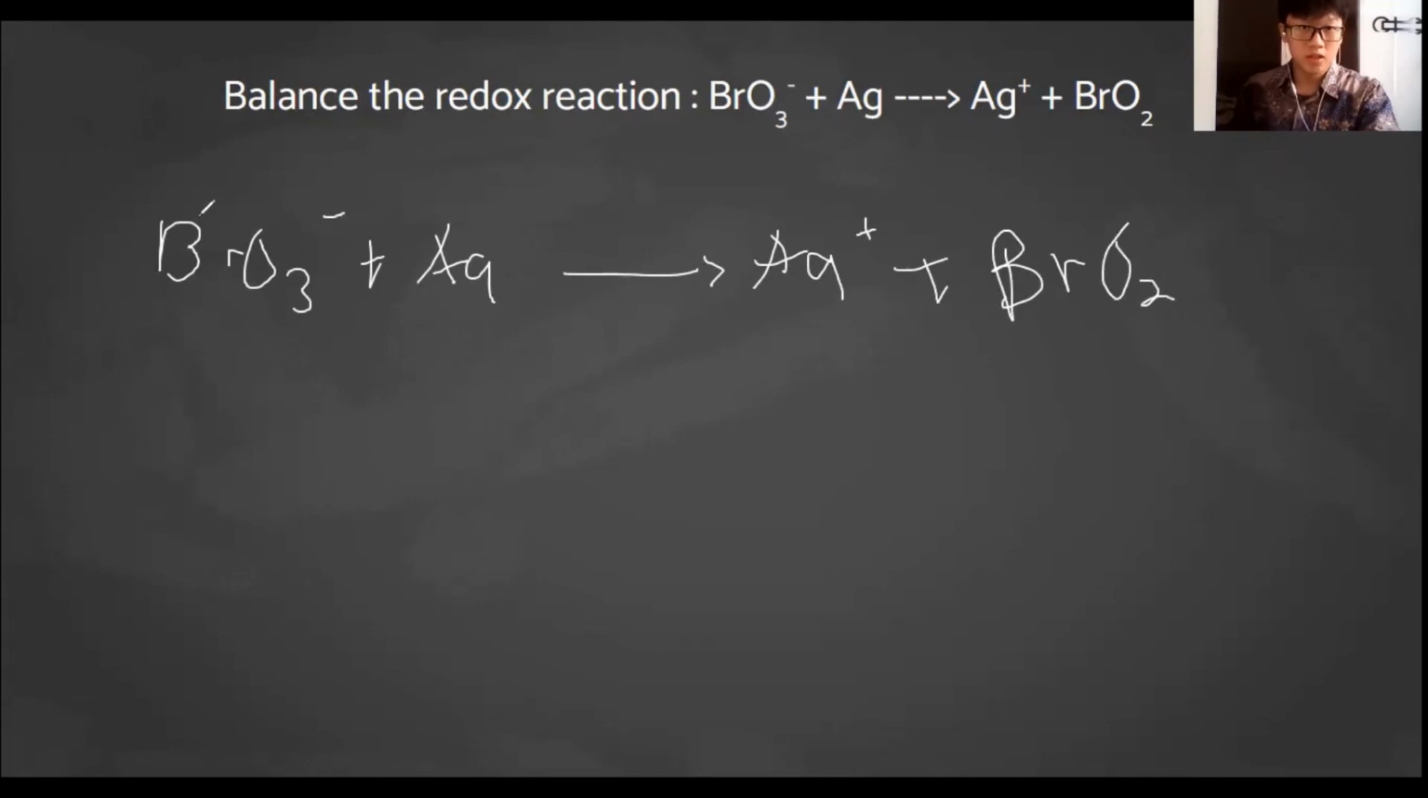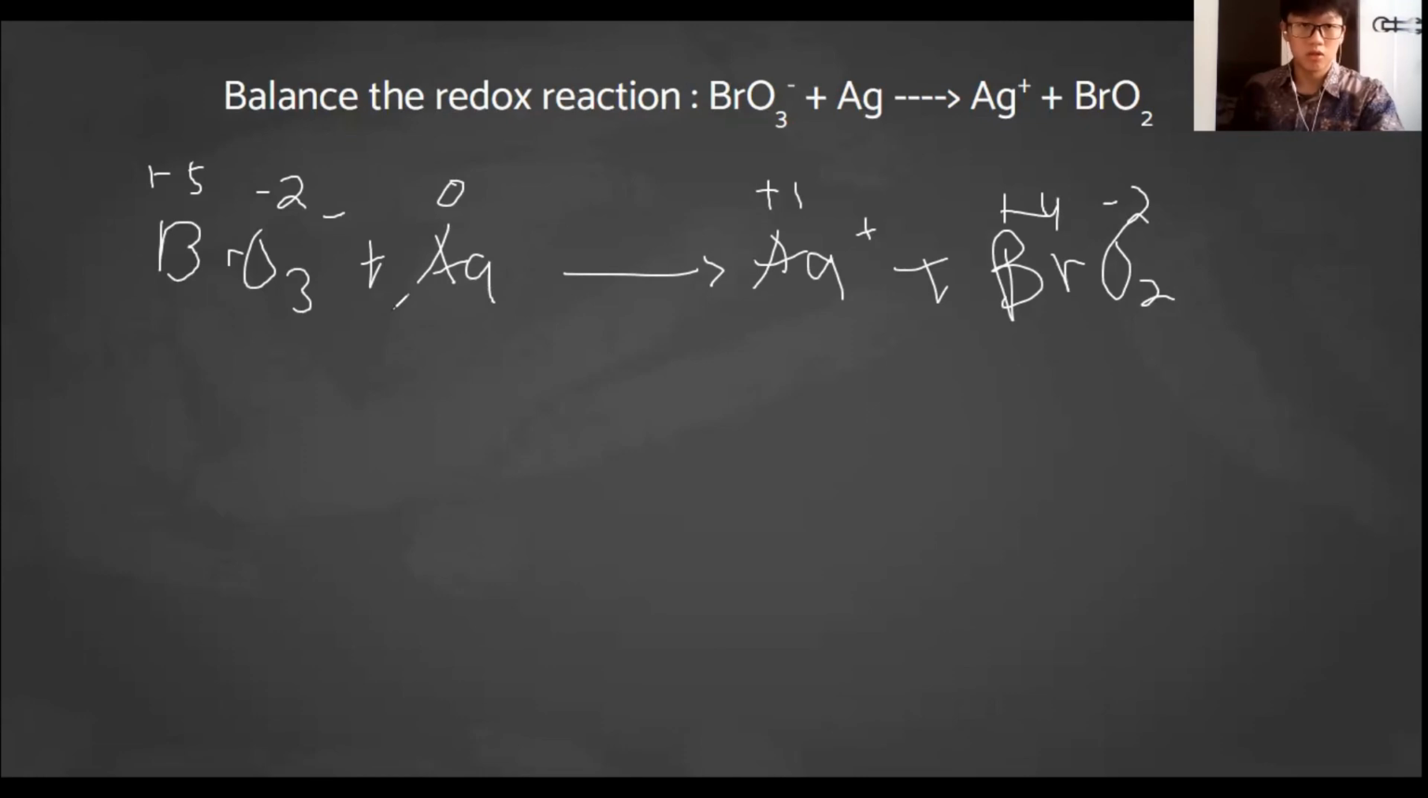So first, let's assign oxidation numbers. Here, oxygen has a -2 charge, while bromine has -2 times 3, which is -6. So bromine has +5. Ag here is a free element, so it will have 0 charge. Here you have +1, and here -2 for oxygen, and -2 times 2, so this will be +4. So let's assign.